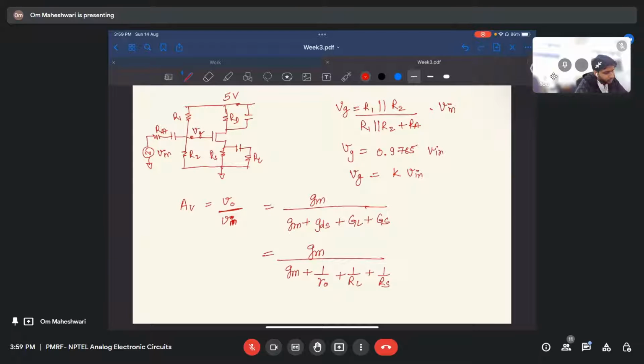Okay, so one more thing is we need to multiply K here. Since this is VO by VG right now, if we multiply K, it will become VO by V in. So K, K.